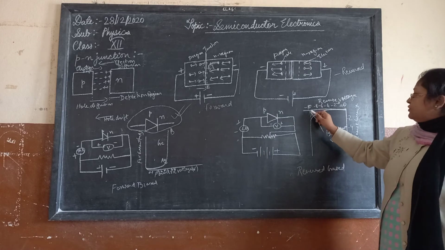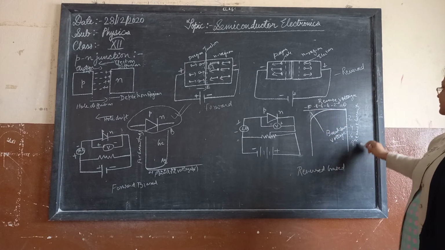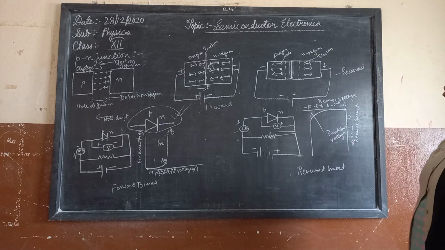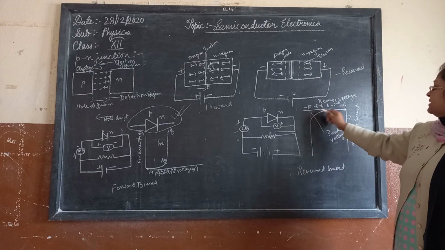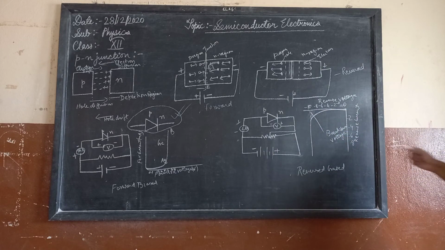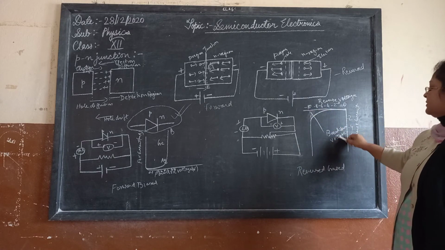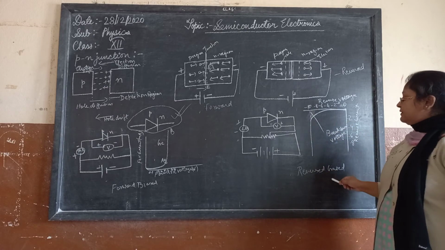At the value -10, the reverse current is abruptly increasing. At -1, -2, -3, in this condition the current is negligible, or a very small amount of current is moving, and at the -10 position the breakdown voltage is reached. This is called the reverse bias condition.